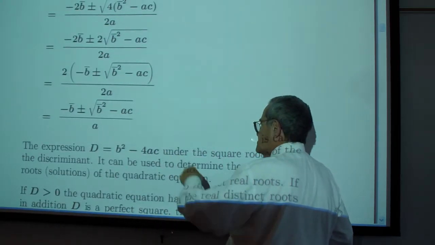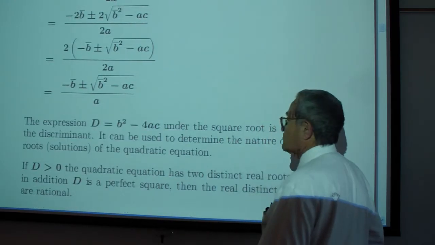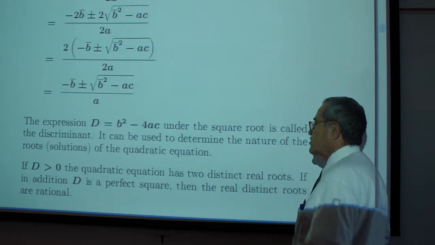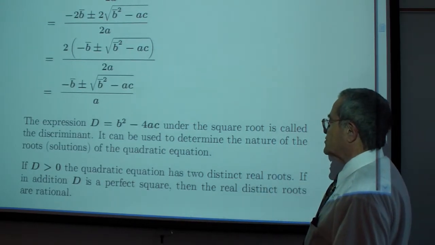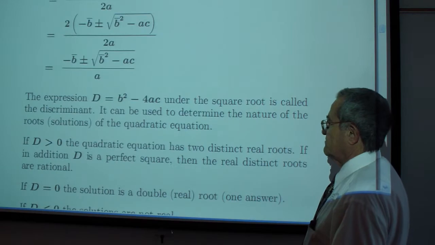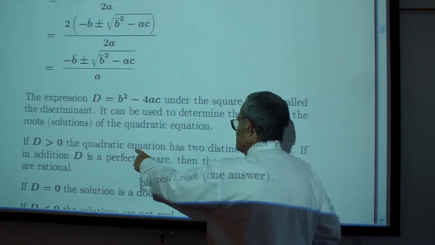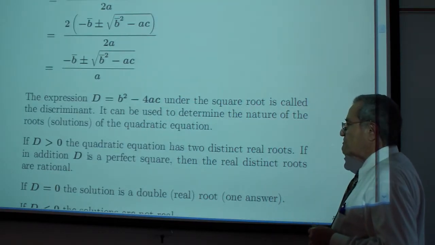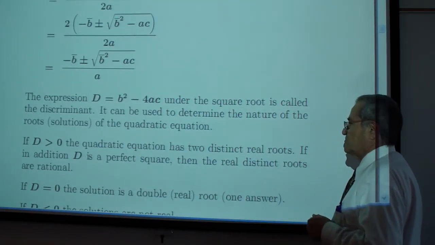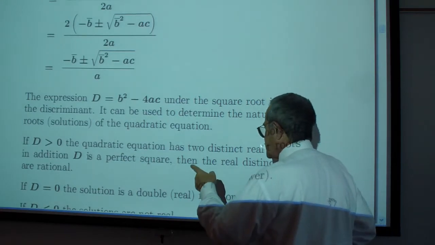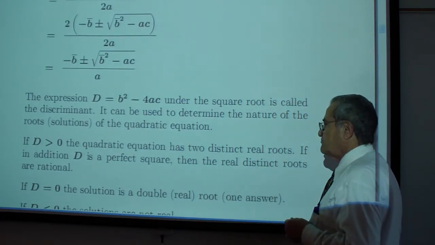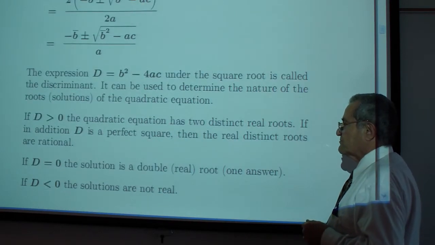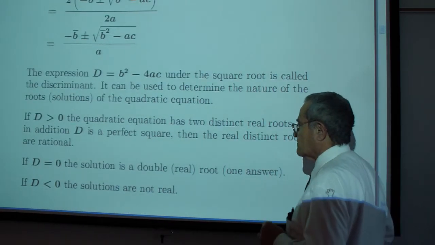The expression b squared minus 4ac under the square root sign is called a discriminant. It can be used to determine the nature of the roots of the solutions of the quadratic equation. If the discriminant is greater than 0, we end up with 2 real roots, 2 real distinct roots. If d is equal to a perfect square, we get 2 rational roots. No square root needs to be involved.